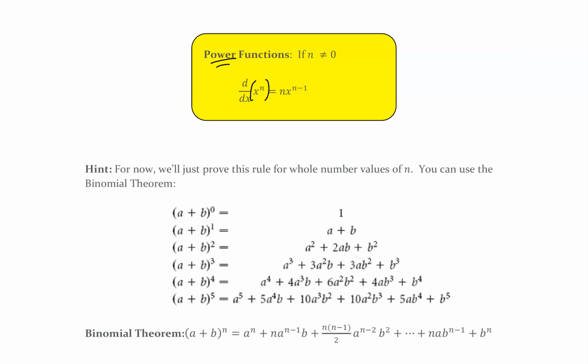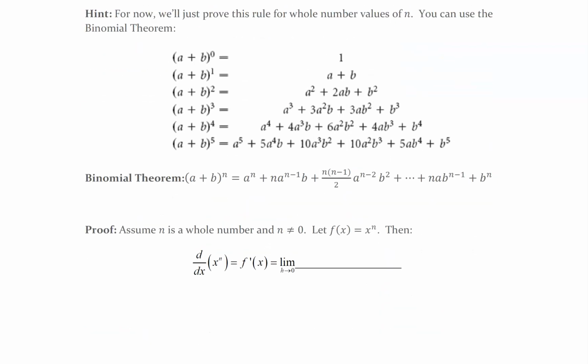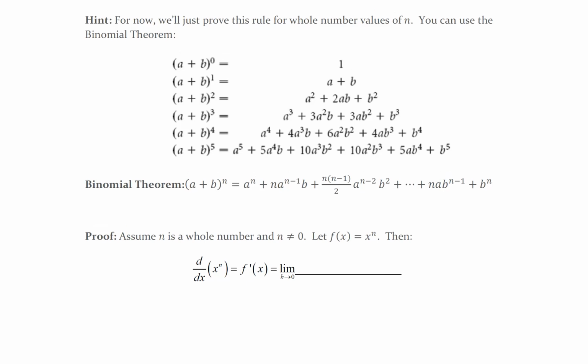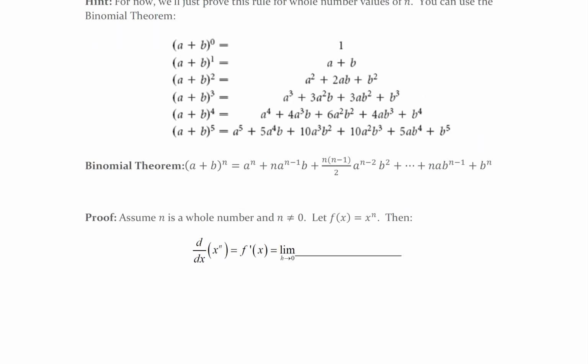According to this rule, it would be n times x to the n minus 1. Now what I want to do is go ahead and prove to you that this is the case. In order to prove that, we should know what we call the binomial theorem, or you have probably seen this in a Pascal triangle. It looks something like this.